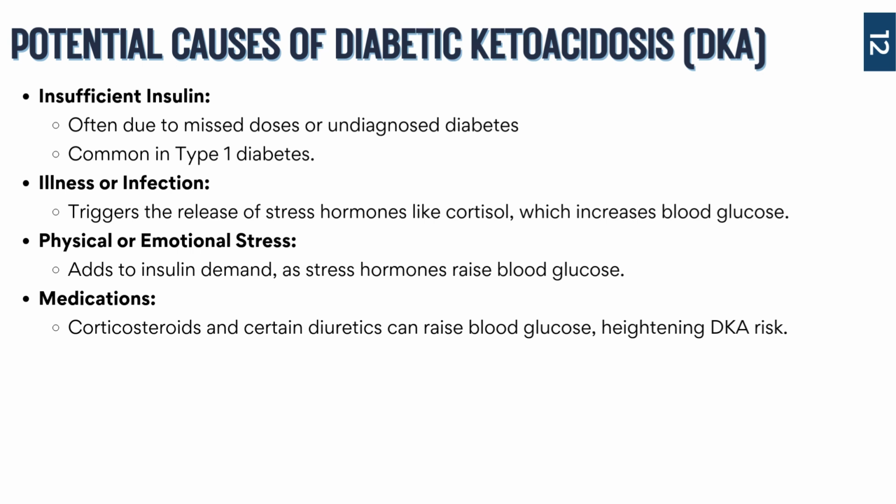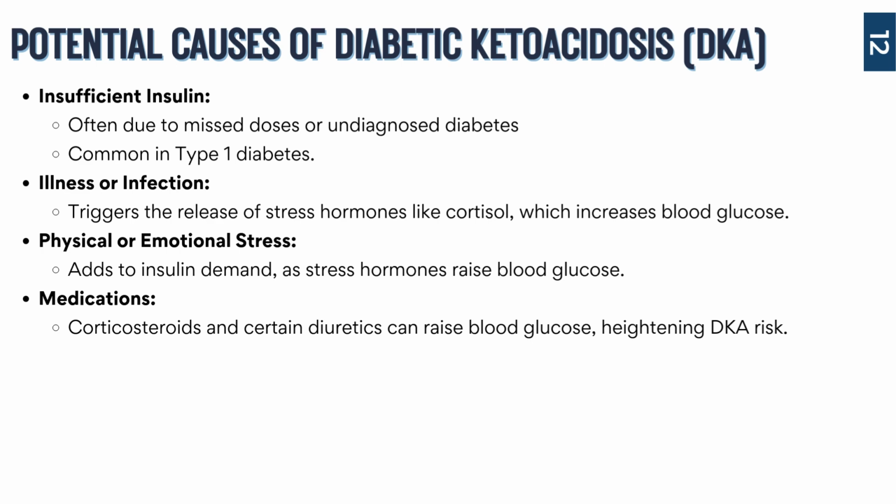So let's break down some of the primary causes of DKA, starting with insufficient insulin. This can happen for several reasons. Sometimes a patient with diabetes might miss insulin doses, which could be due to limited access to medication, lack of education, or even psychological factors like fear of hypoglycemia. For others, DKA might be the first sign of diabetes, often in young adults or children with new onset type 1, as they have virtually no insulin production.